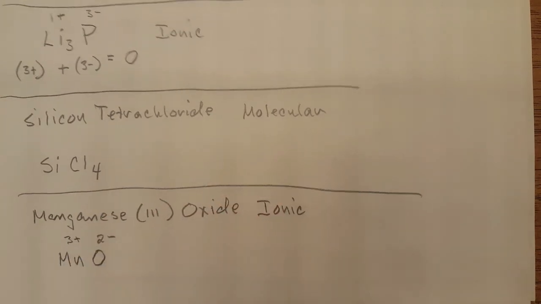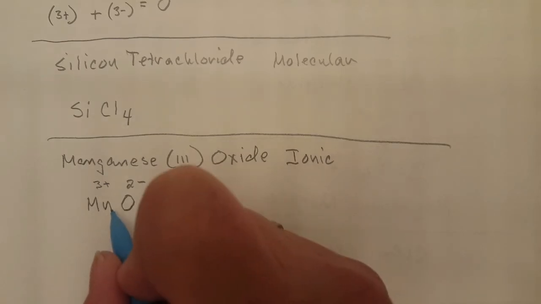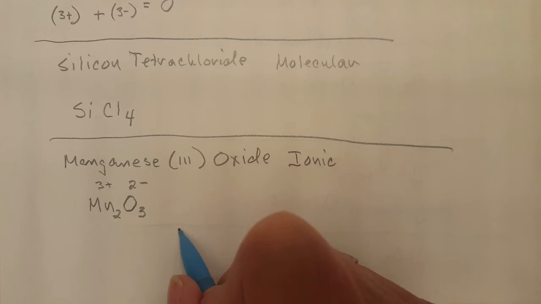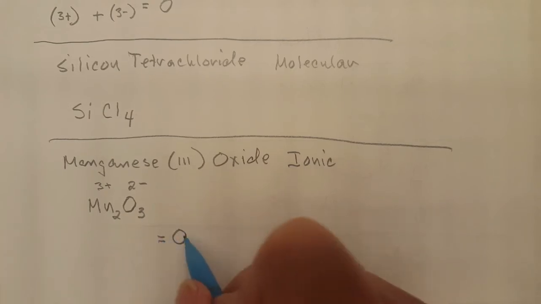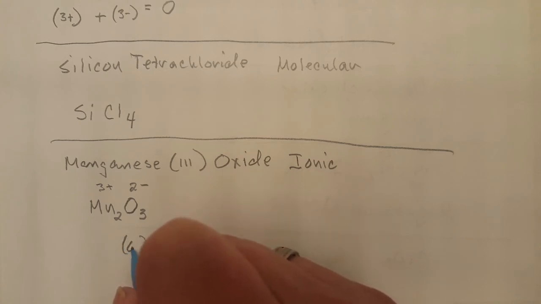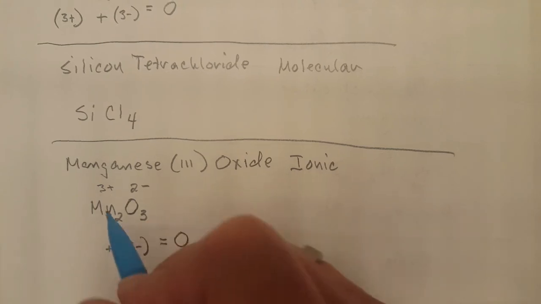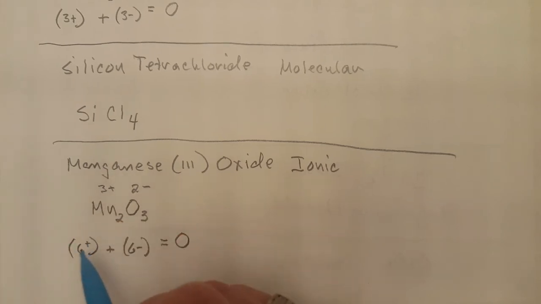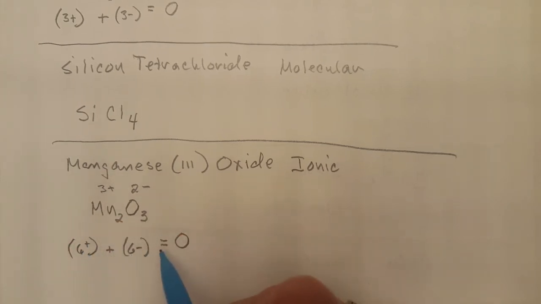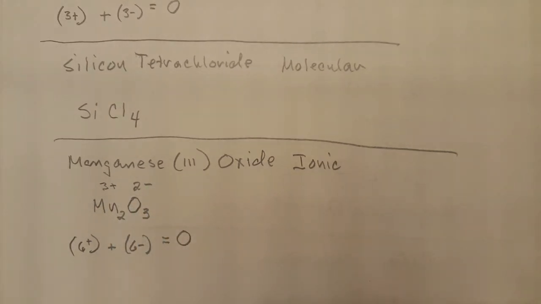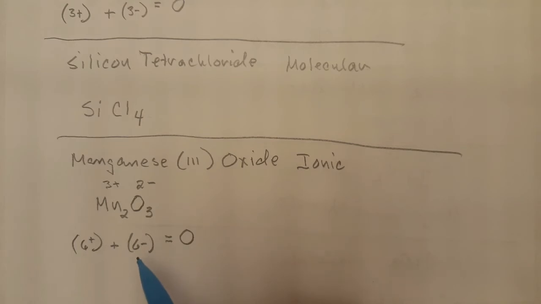So now we're going to cross these. Manganese gets a 2, oxide gets a 3. Let's see if that gives us a charge balance of 0. 3 times 2 minus is 6 minus, plus 2 times 3 plus is 6 plus. So 6 plus plus 6 minus equals 0, charge balance. So this cross method that we use is validated by the fact that we end up with a charge balance of 0.